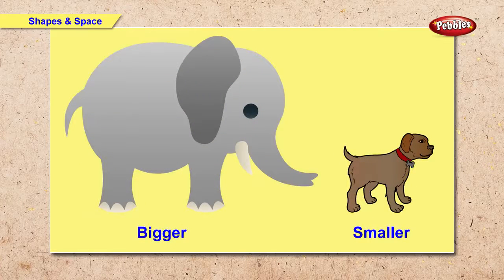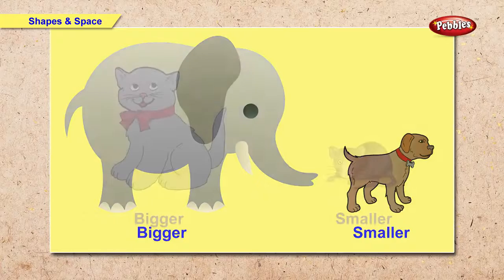Now we have an elephant and a dog. Which is the bigger animal and which is the smaller animal? Who's going to tell me? Right. An elephant is the bigger animal and a dog is the smaller animal.